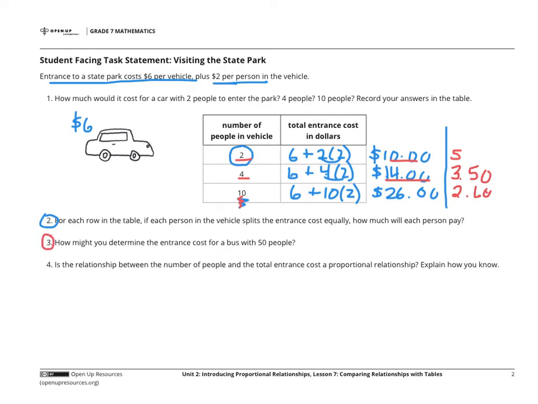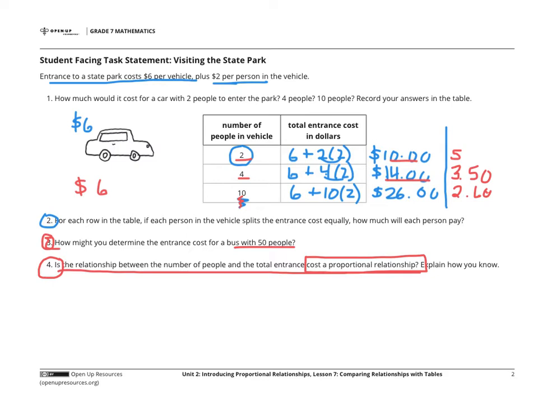Next question, how might you determine the entrance cost for a bus with 50 people? So that bus, still the same, it's still a vehicle, it's still going to cost that $6. So you guys figure out how much it's going to cost for 50 people. And then the question, the big one for us here. So do that math out, hit pause for a second, find out what that cost is for the 50 people. And then the big question here is, is the relationship between the number of people and the total entrance cost a proportional relationship? Well, remember what that means.